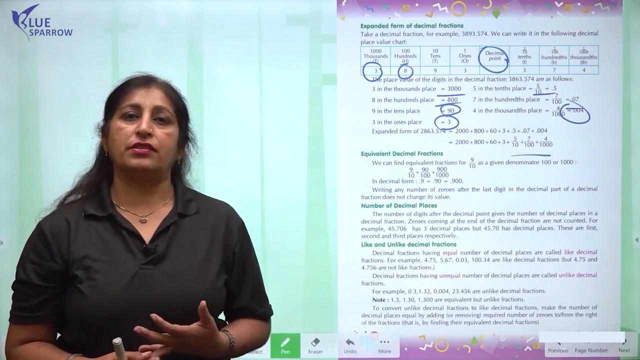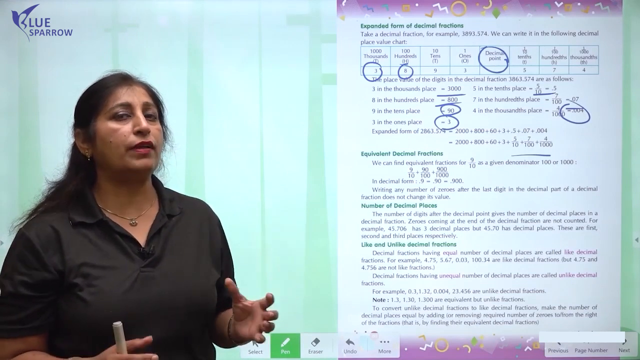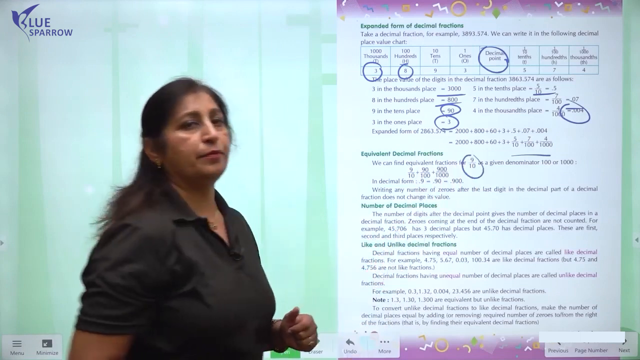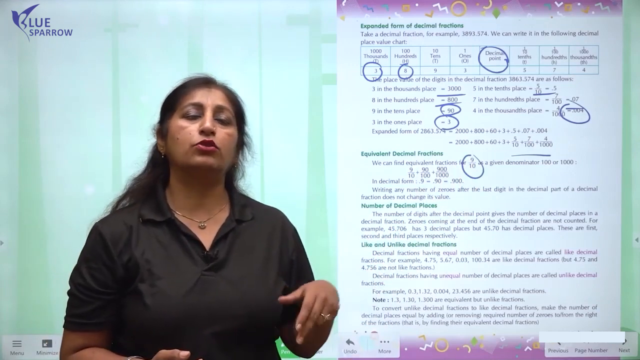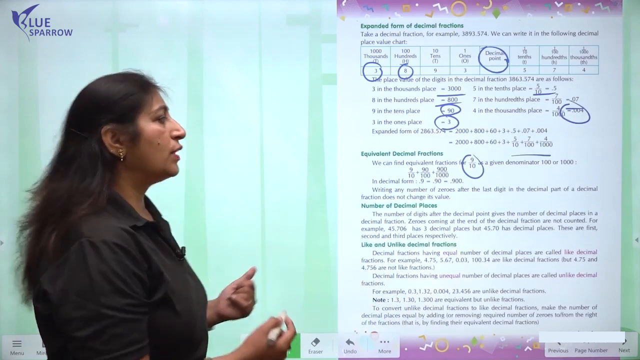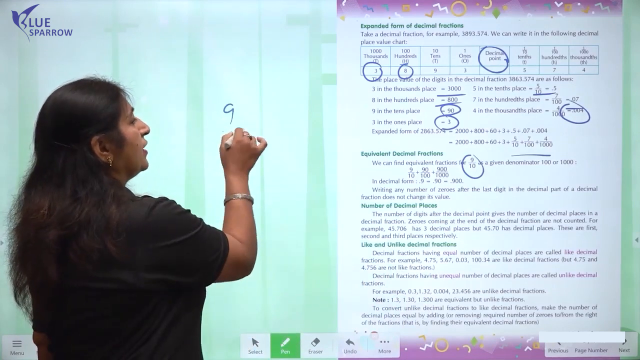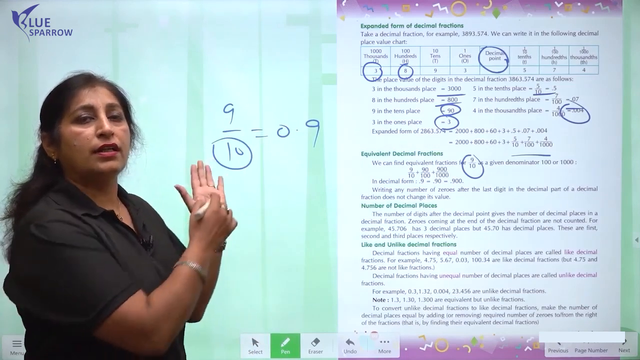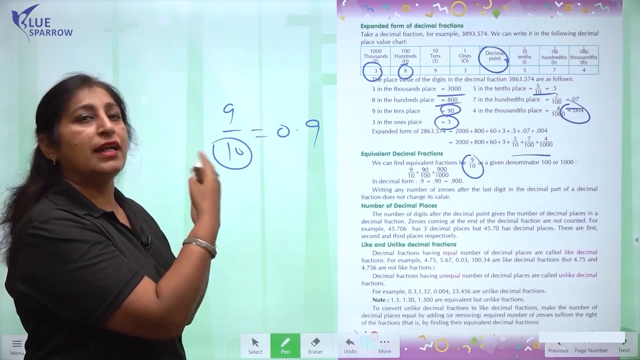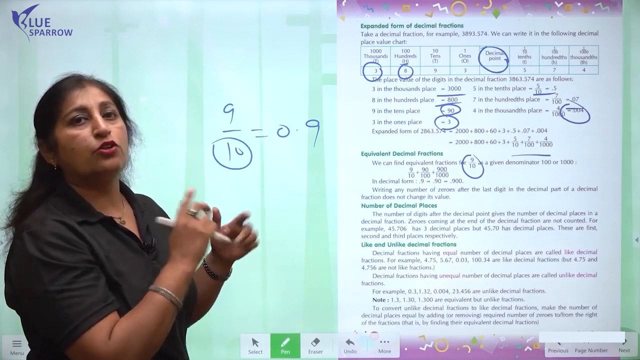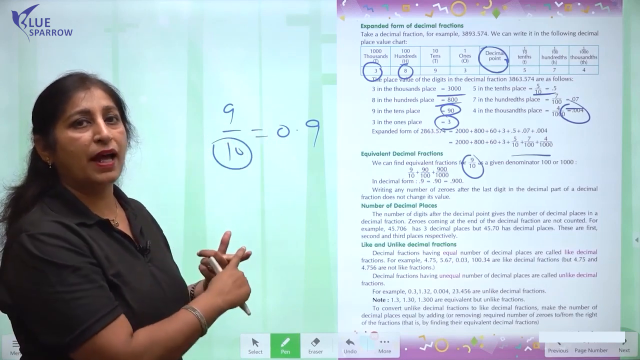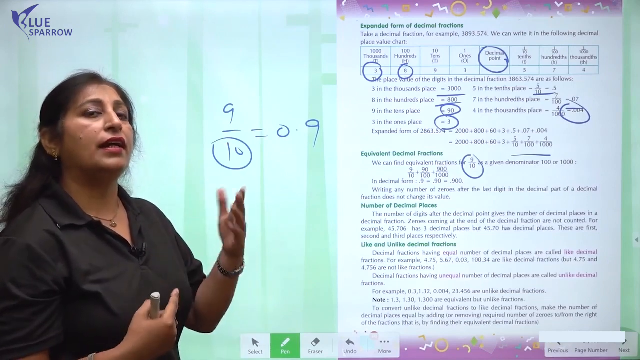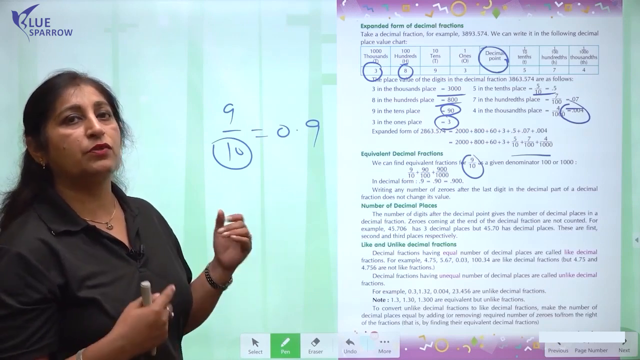Equivalent decimal fractions. Now, we are going to do this topic, equivalent decimal fractions. Suppose you are given a fraction 9 by 10 and you are asked to find 2 more equivalent fractions, then you can write 9 by 10 as 0.9. Now here the number is 9 upon 10 and in decimal fraction it can be written as 0.9. To find equivalent fractions, we would just multiply the numerator and denominator with 10, then 100, then 1000. You can write any number of equivalent fractions, whatever you want.